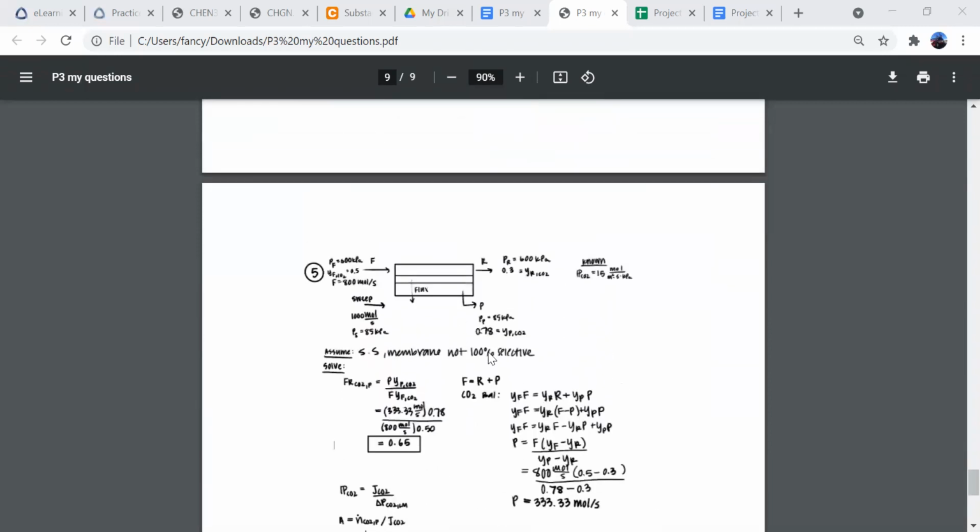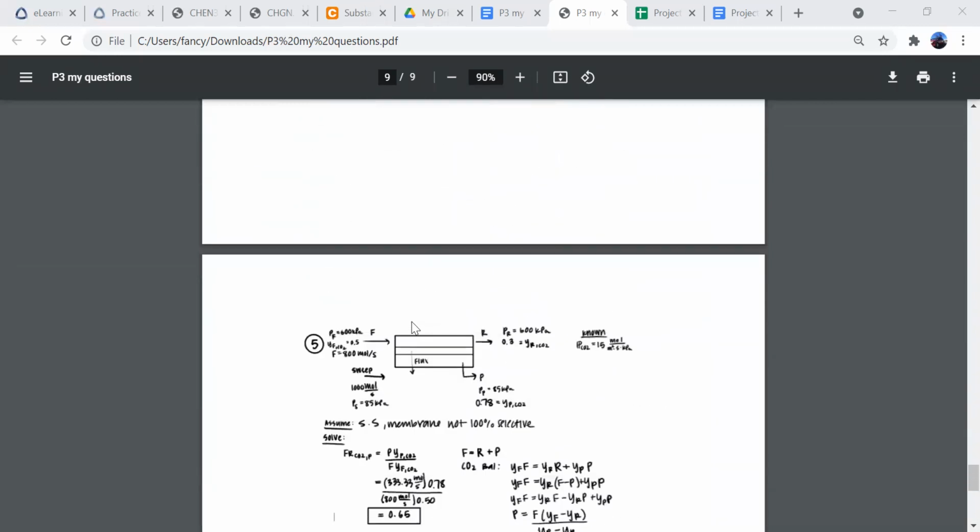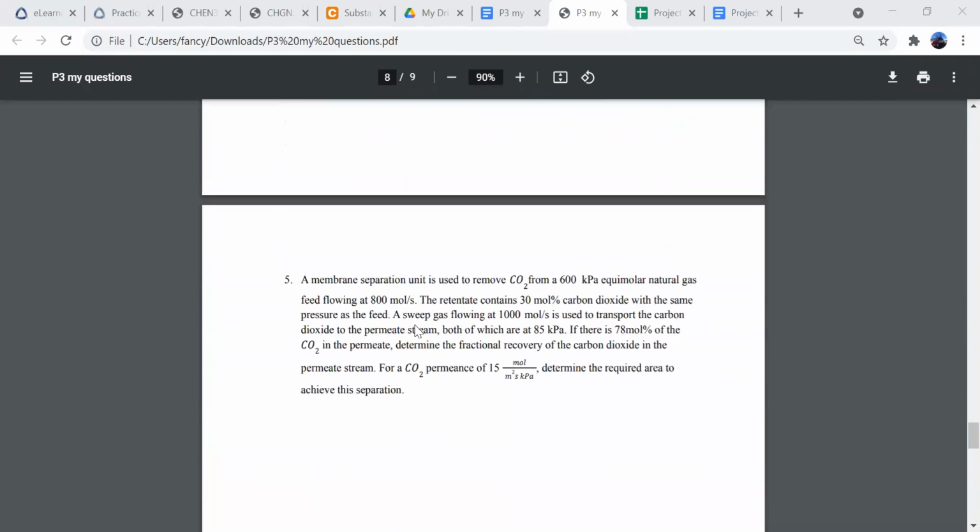And then as well as this is a low fractional recovery, and so it's not a very good membrane separation unit, especially since 30 mole percent is ending up in the retentate. And so it probably means that less carbon dioxide should be in the feed stream, and some of the pressures should change. And that's all I have for these questions.